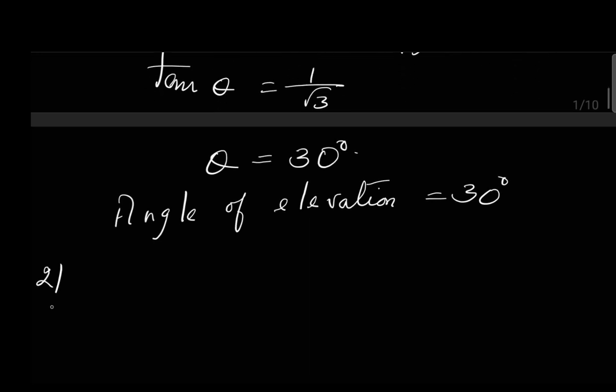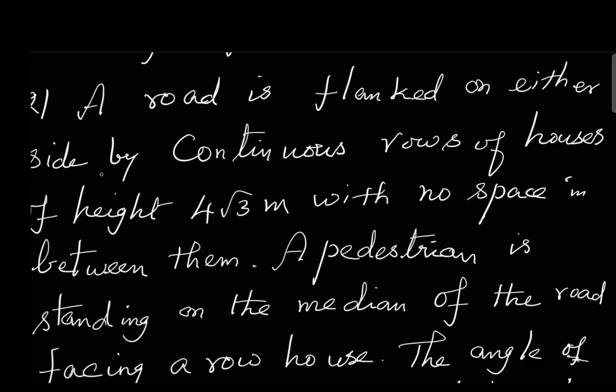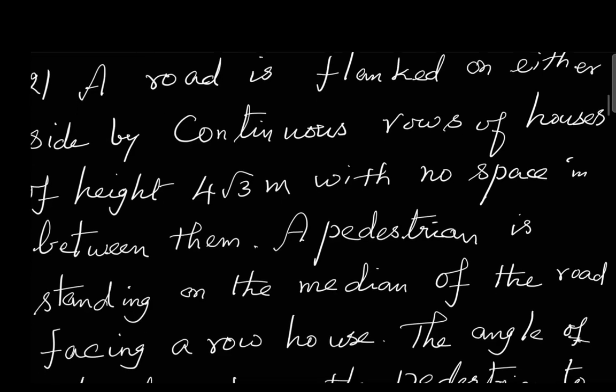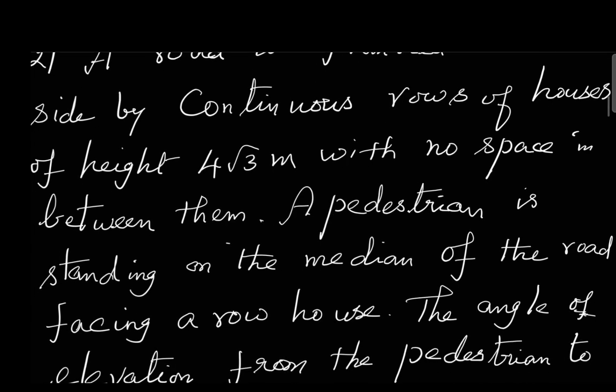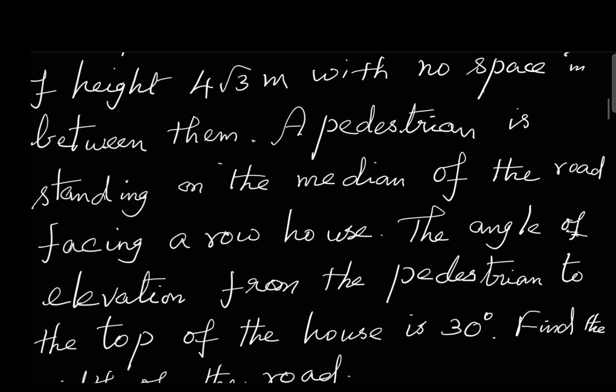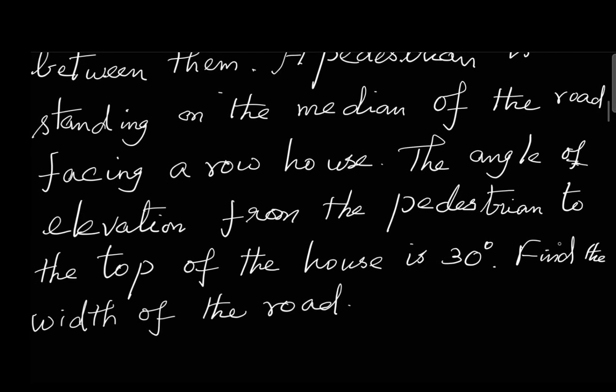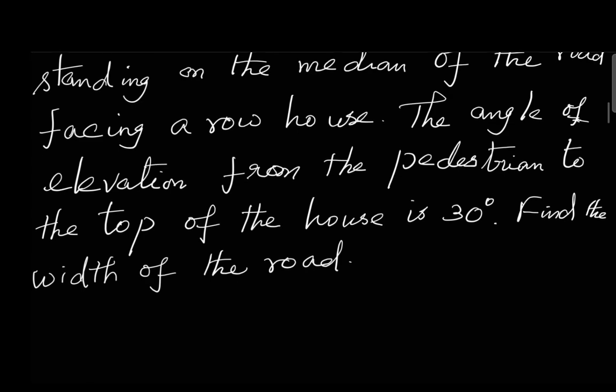Next, second question. A road is flanked on either side by continuous rows of houses. So rows of houses we have on either side of the road, each house of height 4 root 3 meter, with no space in between them. A pedestrian is standing on the median of the road, that is the middle of the road, facing a row of houses. The angle of elevation from the pedestrian to the top of the house is 30 degree. Find the width of the road.